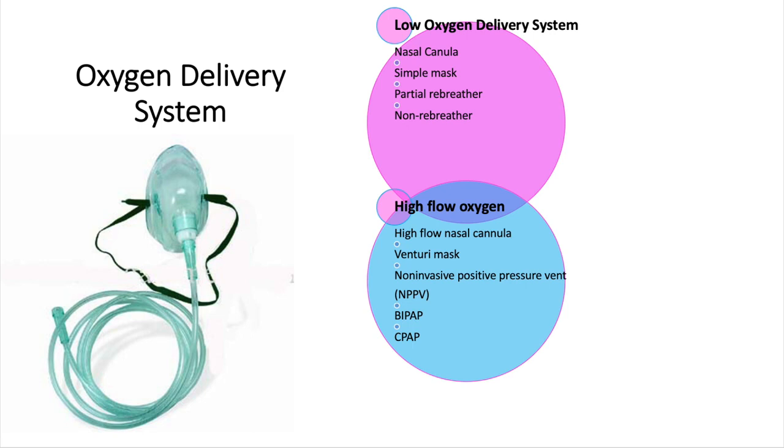So let's go straight into the types of oxygen. It's divided into two categories. Number one is your low oxygen delivery system, and number two is your high flow delivery system. So the low level oxygen includes a nasal cannula, simple mask, partial rebreather, and your non-rebreather. Your high flow oxygen includes your high flow nasal cannula, your Venturi mask, your non-invasive positive pressure ventilation, which is your NPPV, your BiPAP, and your CPAP.